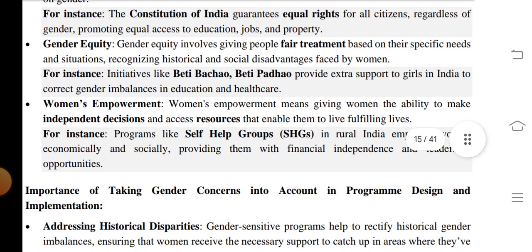Women empowerment means giving women the ability to make independent decisions and access the resources that enable them to live fulfilling lives. For instance, programs like self-help groups, SHGs, in rural India have empowered women economically and socially, providing them with financial independence and leadership opportunities.